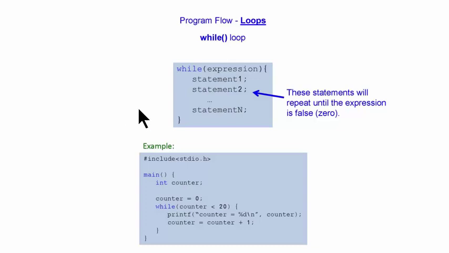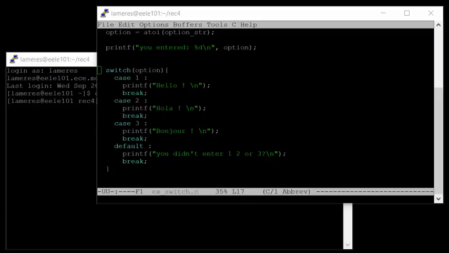Now let's take a look at using a while loop to create a counter. I have this example of a counter, and what I'll do is let's just code it up.